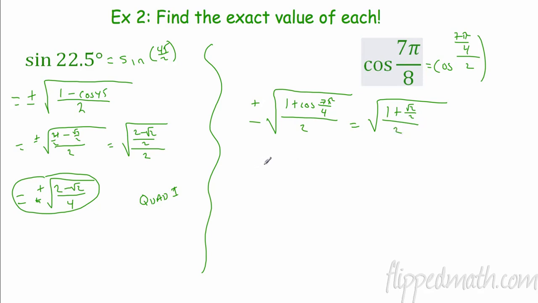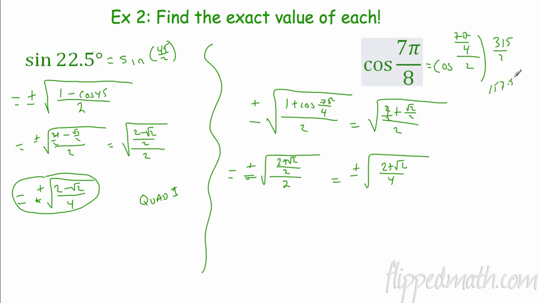All right. So let's take a look here. Common denominator, we need a 2 over 2 again. So this is now going to be plus or minus 2 plus radical 2 over 2, all that over 2, which gives us plus or minus the radical of 2 plus radical 2 over 4. All right, so now we just need to worry about: is this positive or negative? This is 7 pi over 8. 7 pi over 4 is the same thing as 315, right? Divide that by 2, that's going to give us 157.5. So that's in quadrant 2. And in quadrant 2, cosine is negative. So this is going to be negative radical of 2 plus radical 2 over 4.